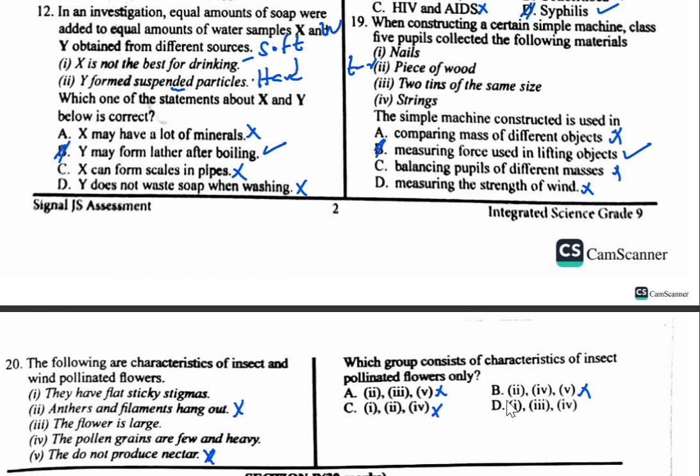Therefore, we are left with D, which is Roman 1. They have flat sticky stigmas. That is true. Roman 3, the flower is large. And finally, Roman 4, the pollen grains are few and heavy. So the correct option is D. So you're through with section A.